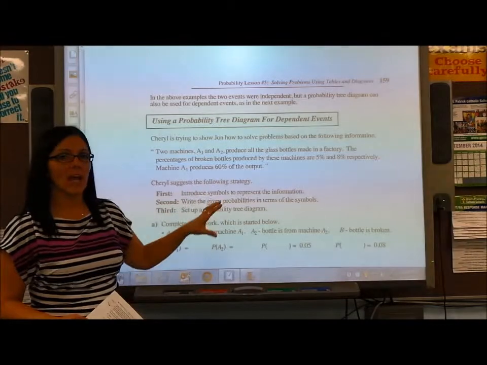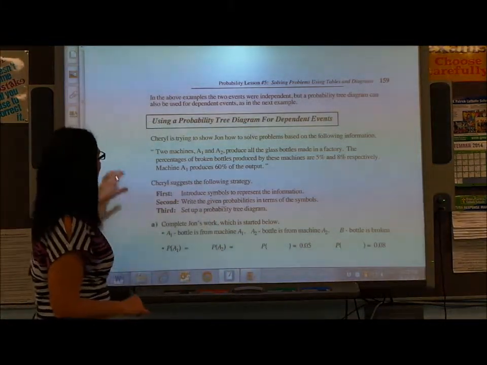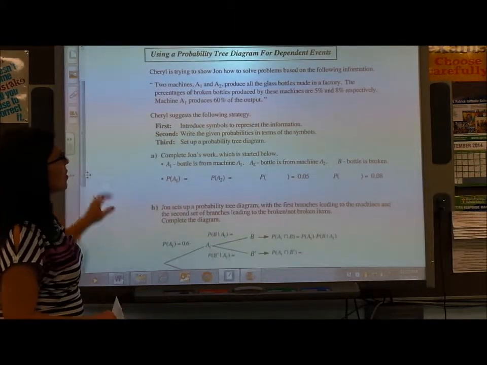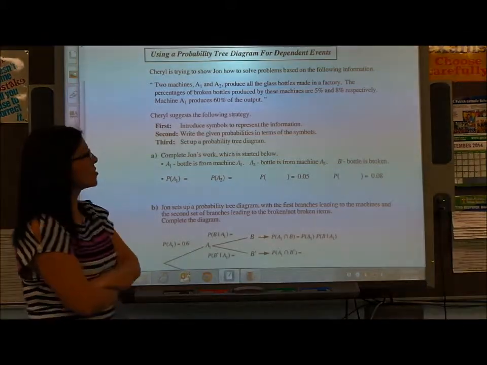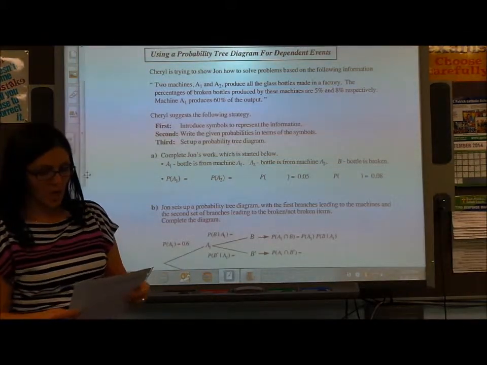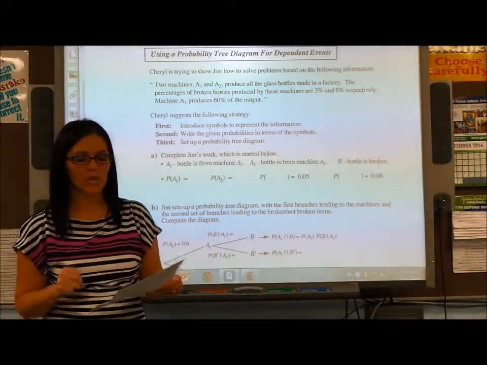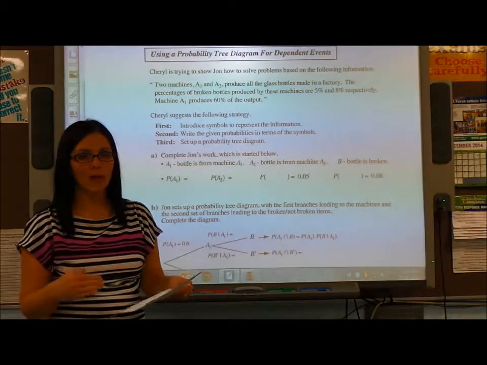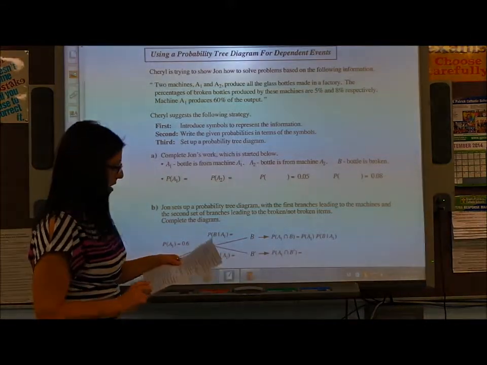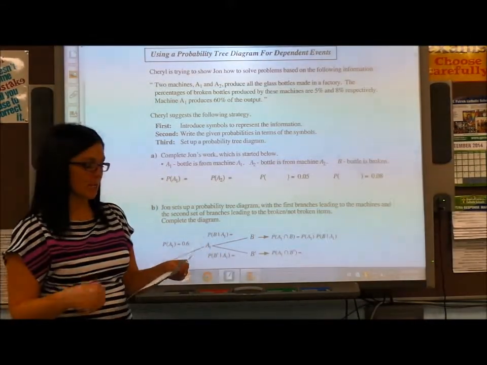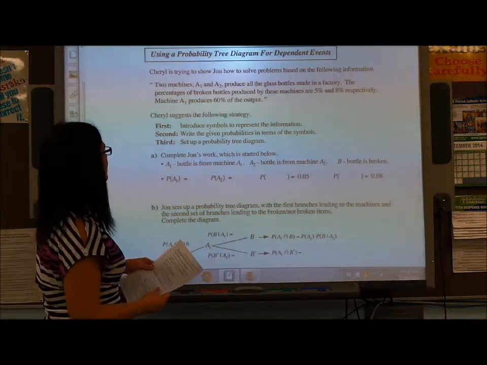What we're going to look at now is what happens if the events are dependent, if the outcome of one affects the outcome of the other. Cheryl is trying to show John how to solve problems based on the following information. Two machines, A1 and A2, produce all the glass bottles that are made in a factory. The percentage of broken bottles produced by these machines are 5% and 8% respectively, which means A1 breaks 5% of the bottles, A2 breaks 8% of the bottles. Machine A1 produces 60% of the output, meaning machine A2 would be the remaining 40%.